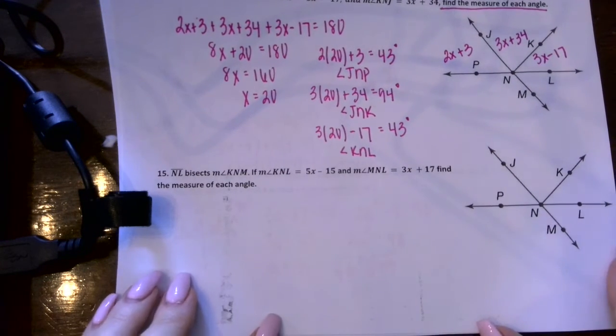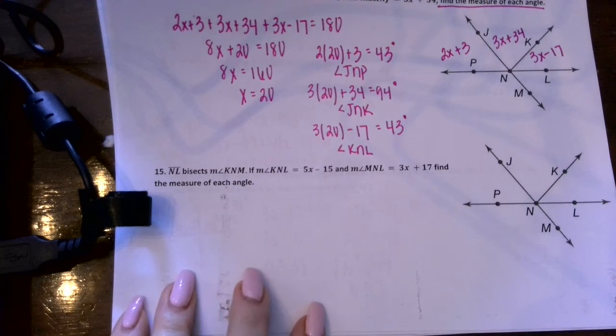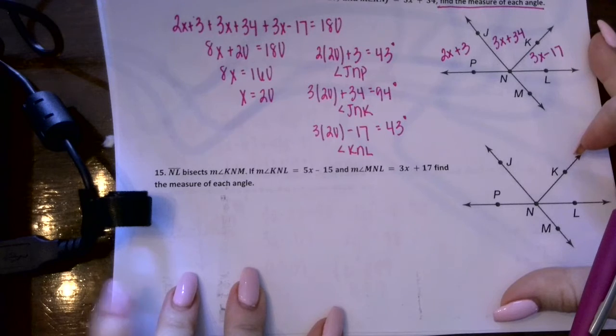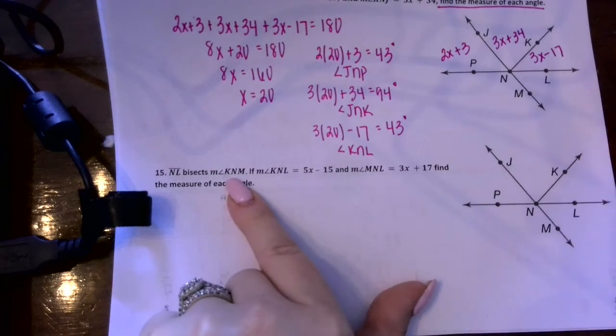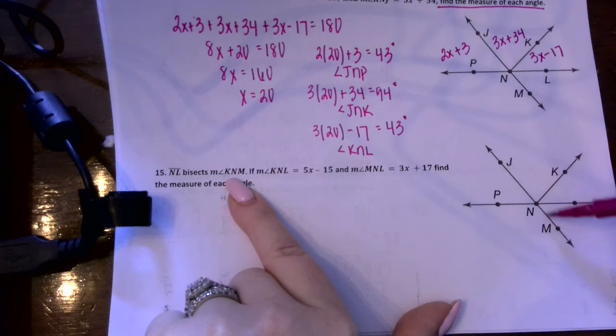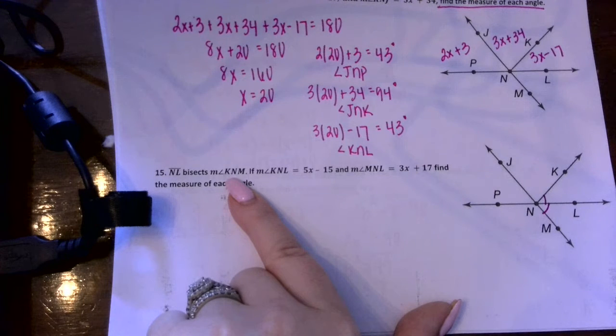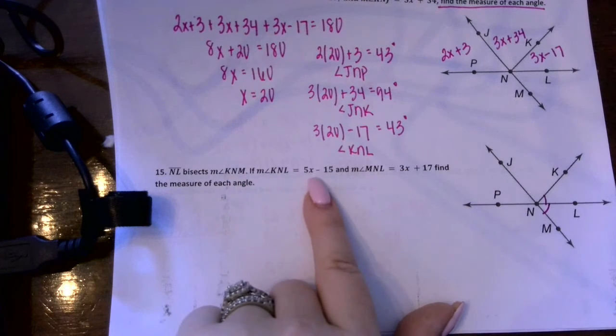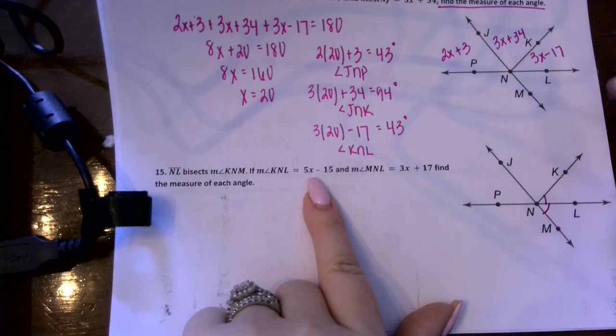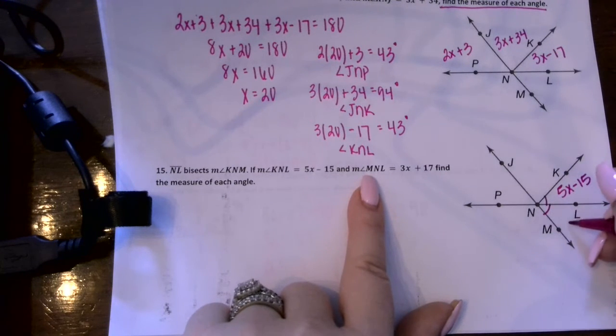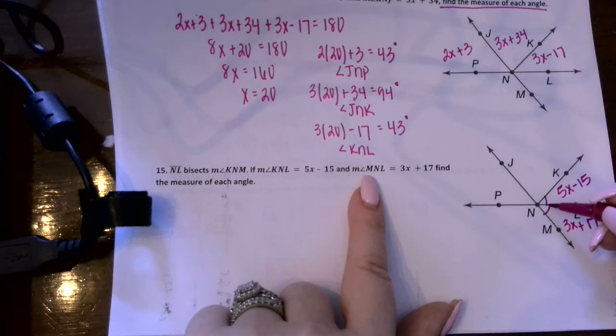Okay, so I'm going to go ahead and go to 15 again. If you need to pause the video for number 14, that's fine. So NL is going to bisect KNM. So bisect means cut in half. So those two little angles are going to be congruent to each other. KNL is going to be 5x minus 15. MNL is going to be 3x plus 17. Find each angle. So again, if we bisect, we're going to cut that angle in half. So that means each of those angles are going to be congruent to each other.